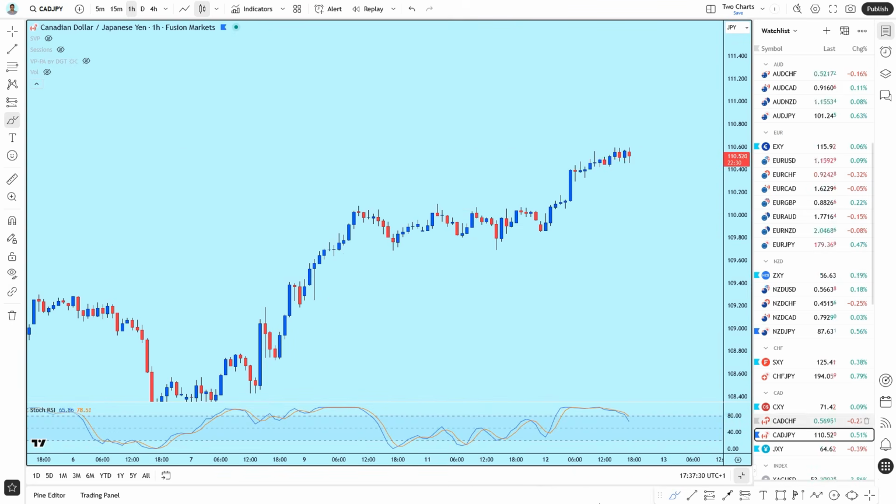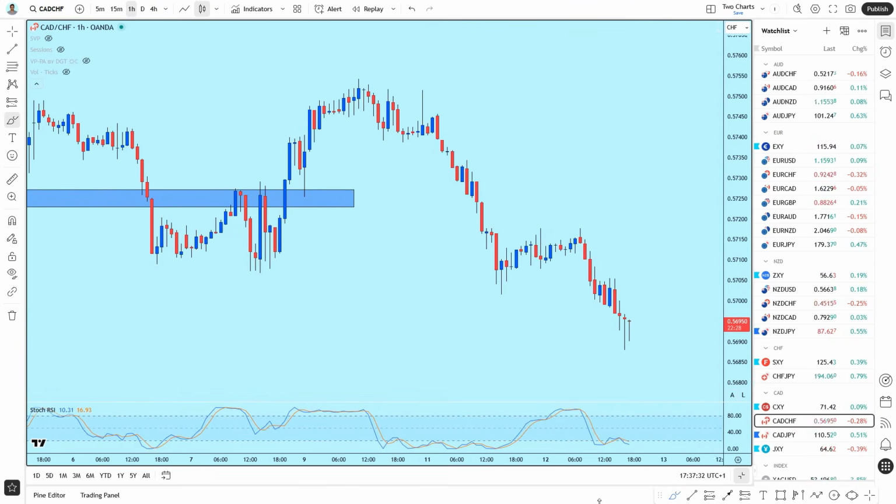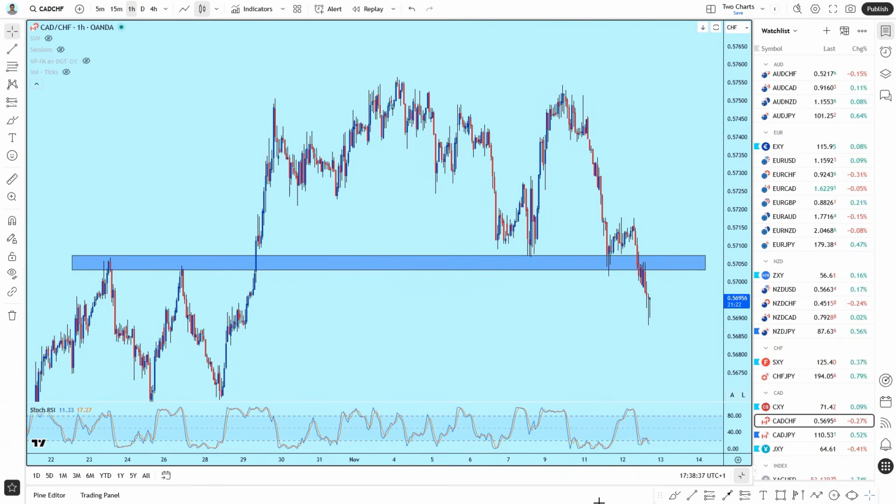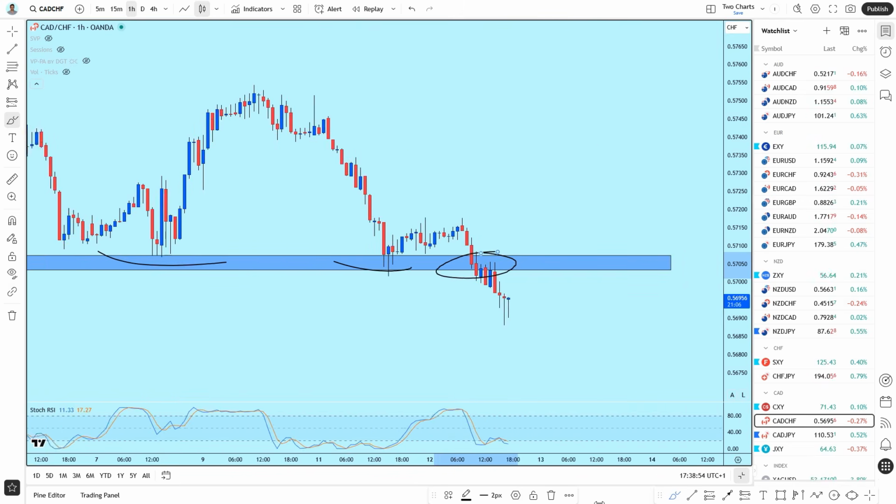And now let's check Canadian dollar Swiss franc, and we can see here that price formed this very strong bearish move, which is a result of very strong Swiss franc. If you zoom out, we will see that price formed this significant zone. It acted as a resistance here and here, and as a support here. Eventually price broke this zone, and right now what we want to see is bullish pullback.